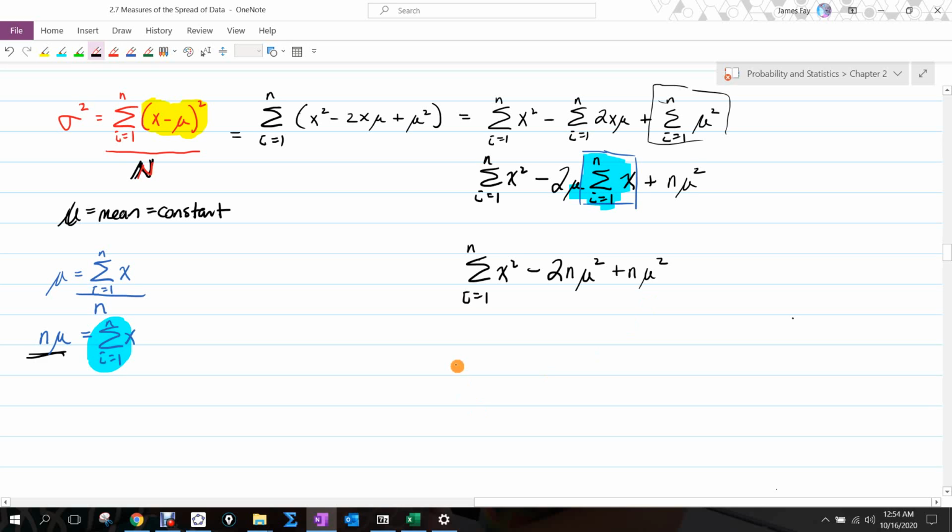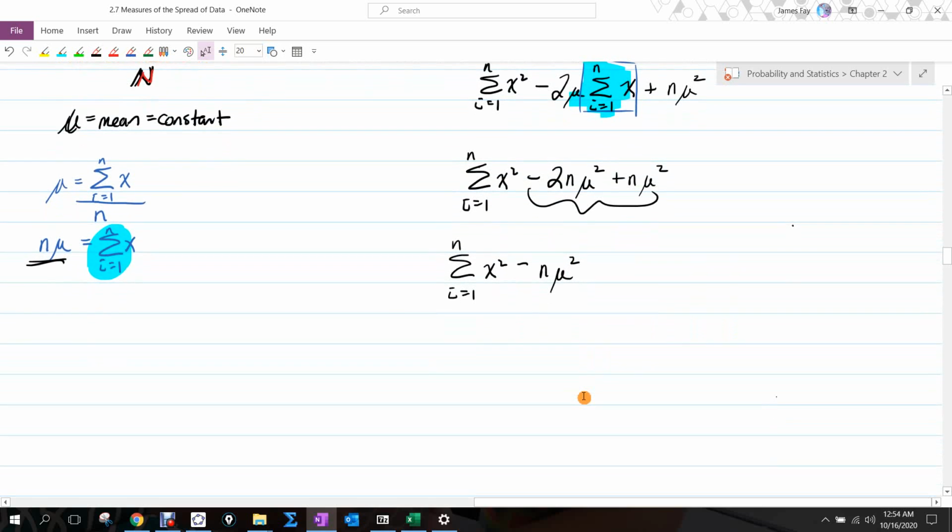Okay. Keep going a little bit. So these are like terms now. Those two things are like terms. So I've got the sum of i from 1 to n of x squared, and now it's going to be minus n mu squared. Okay. Well, what is mu squared? Well, think about what mu was. Mu was this thing here.